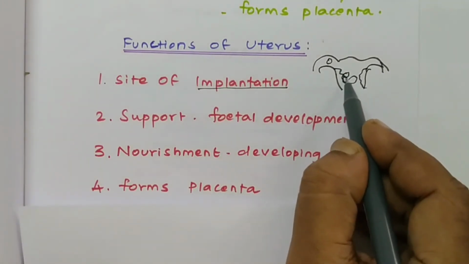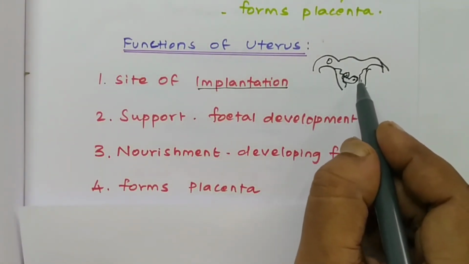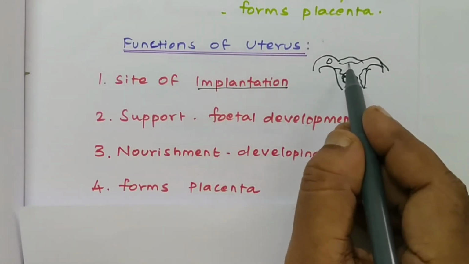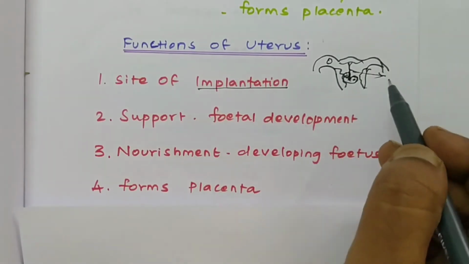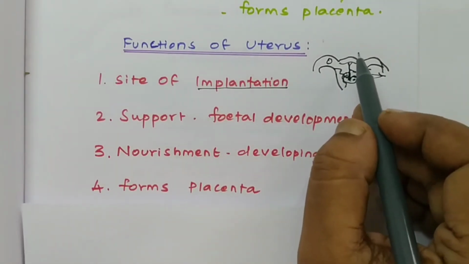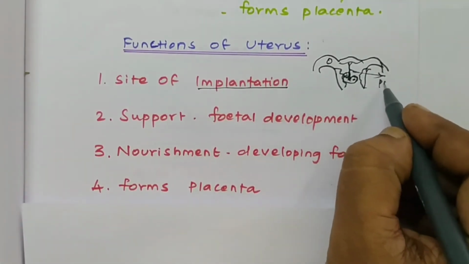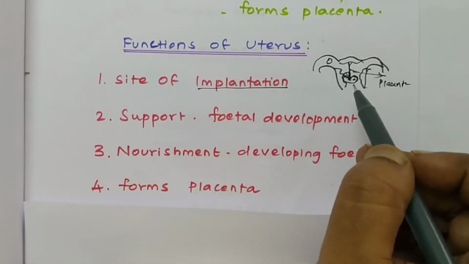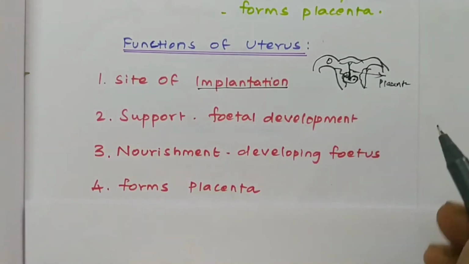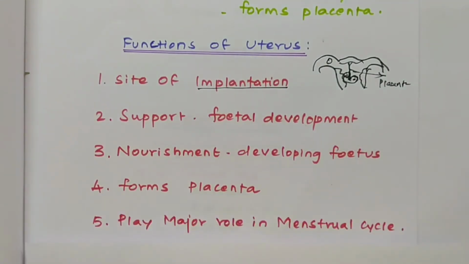Suppose we consider this a fetus. From the fetus to the uterus wall, there is a connection. This is an intimate connection between the mother's uterus and the growing fetus. This is what we call the placenta, through which oxygen, carbon dioxide and nutrients are exchanged. It is a much more important part. And the uterus plays a major role in the menstrual cycle.